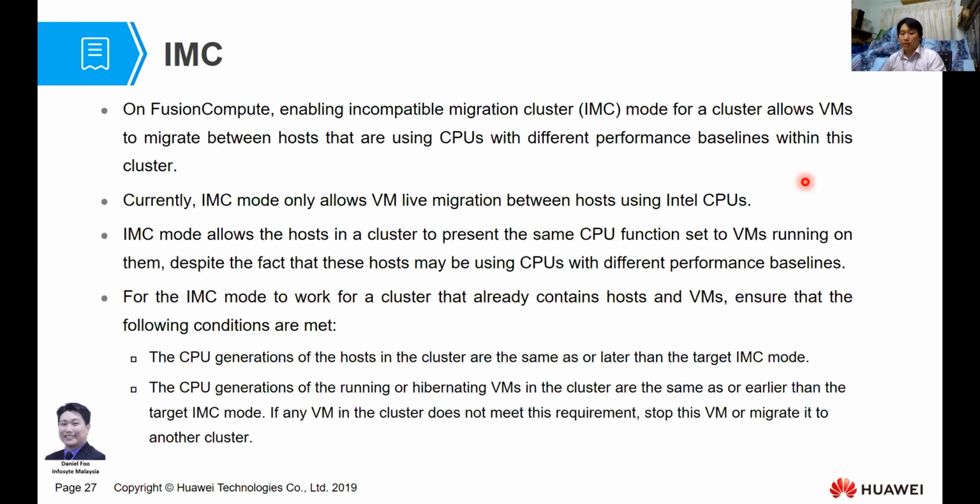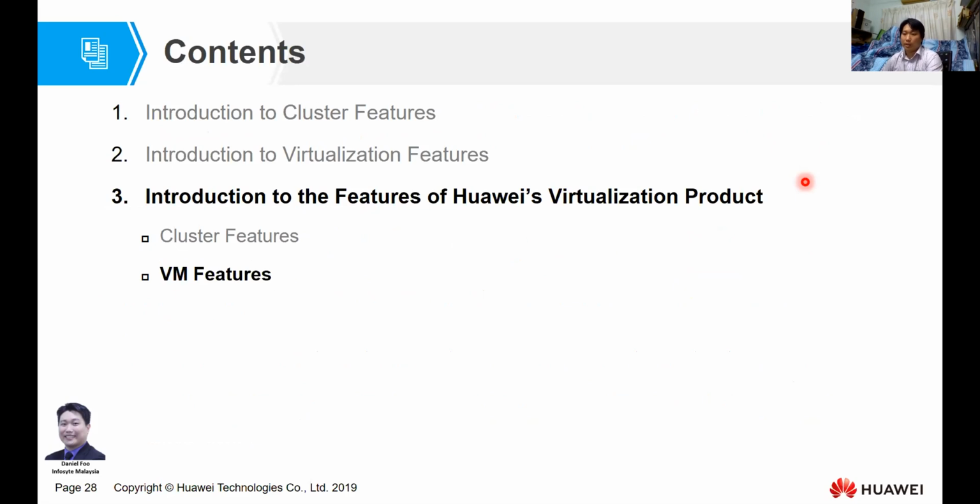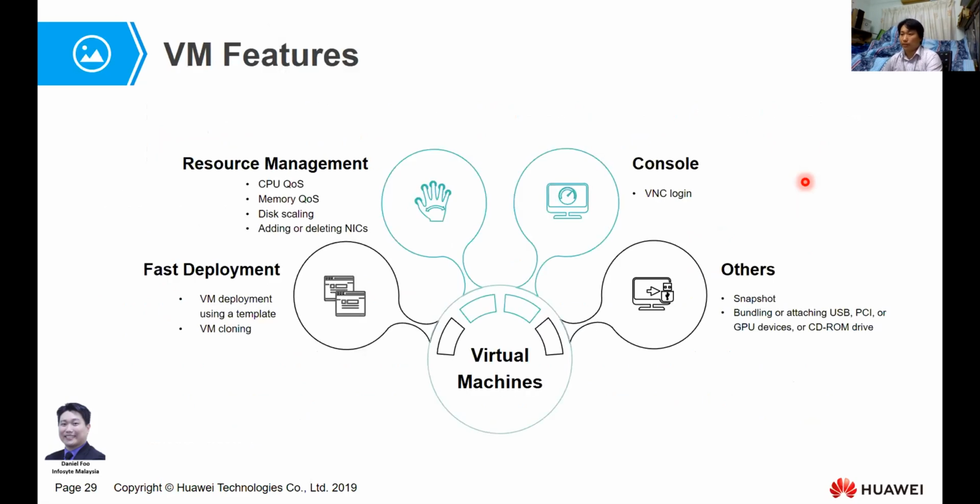Lastly, here are some of the virtual machine features. We'll see fast deployment, which we already covered in the lab yesterday as a demo. I showed you how to deploy a virtual machine using a template and also VM cloning one-to-one, an identical virtual machine copy. For resource management, I roughly showed you where to configure it, and later I'll show that also. Then PNC login, snapshot, and other peripherals. I also showed you how to mount the CD-ROM drive for the installation part.